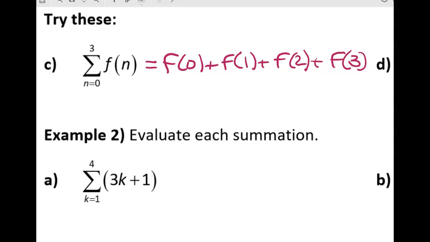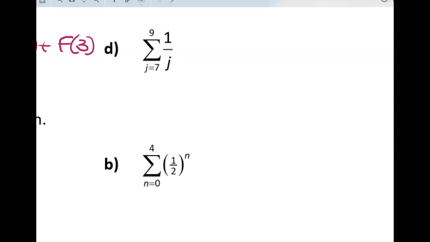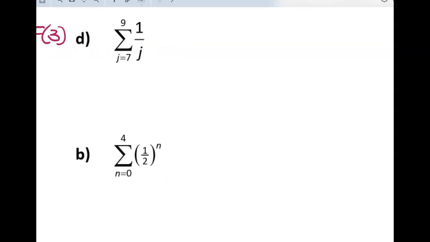You should have gotten f of 0 plus f of 1 plus f of 2 plus f of 3. This illustrates that occasionally we'll use 0 as a number in the summation, as it is an input number. All right, let's try D on your own. Try that and pause the video. Did you get 1/7 plus 1/8 plus 1/9? Great, you're getting the hang of this.